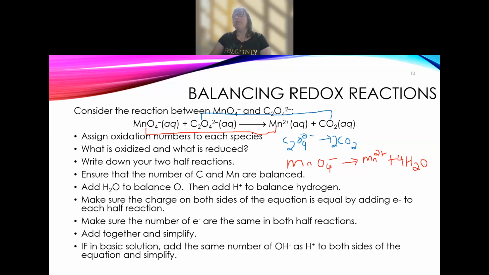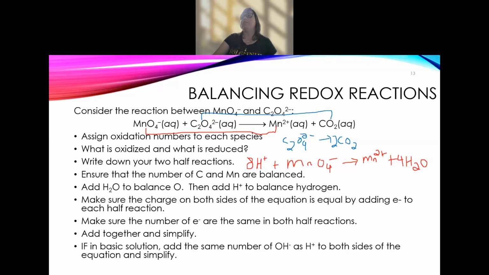Okay. So now I've dealt with my oxygens. But now I don't have balance for hydrogens. So I have 8 hydrogens on my product side in my MnO4- thing. So I add 8H+ over here. And of course, if I look at my other half reaction, the one for the C2O4 2-, then I don't have balance there either. Actually, that one's fine. My oxygens are fine. I have no protons. I apologize.